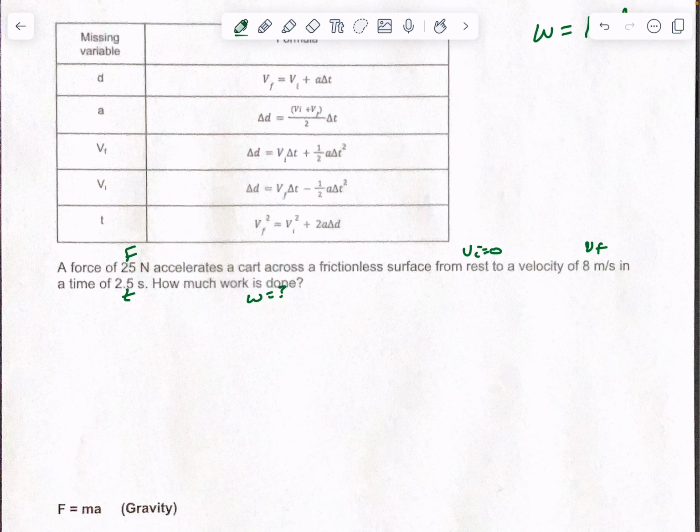So what we can do is remember D is a part, or distance is a part of Daffy T. Okay, so VI is going to be 0. VF is going to be 8. Time is 2.5. Okay, distance is what we're looking for.